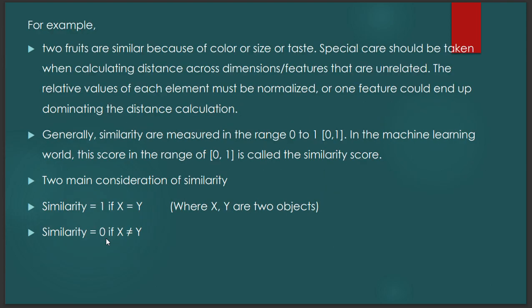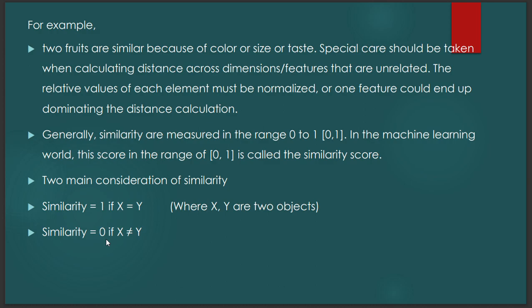For example, two foods are similar because of their color, size, or taste. Special care should be taken when calculating the distance across dimensions or features that are unrelated. The relative values of each element must be normalized, or one feature could end up dominating the distance calculations.